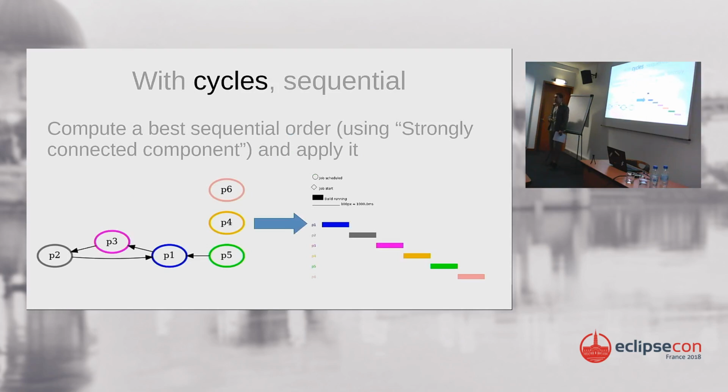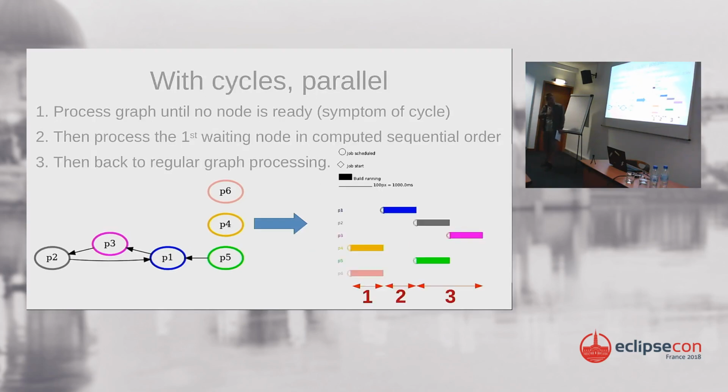Cycles. Cycles are fortunately not so common in the Eclipse IDE because people don't like to work with cycles in general. So it's not a very interesting case, but we can discuss it for the sake of doing graph stuff. We have this graph, and it will go sequential as usual if we are sequential. When we are building in parallel, what's going to happen is that we'll say, okay, let's process the graph normally.